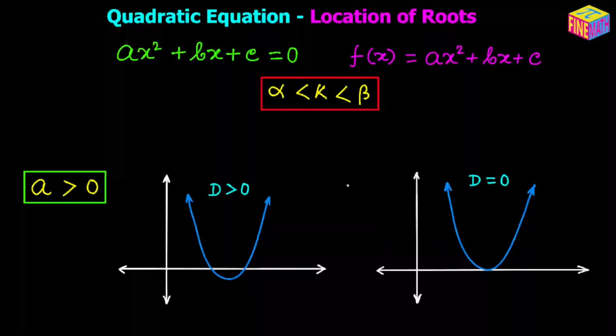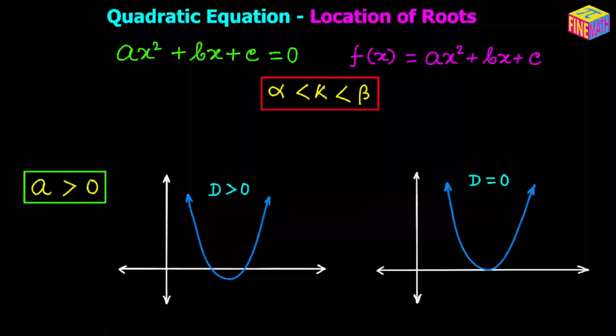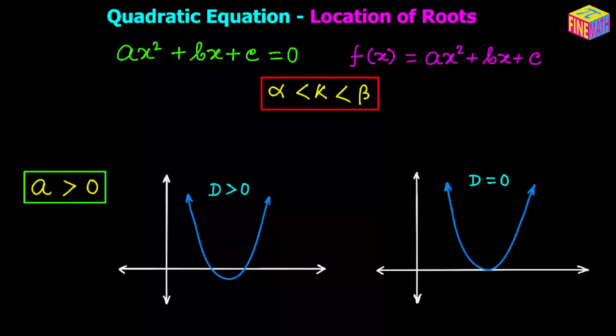Hi everyone. In this video, we are going to study the necessary condition for a real number to be between the two roots of a quadratic equation. For example, if we have a quadratic equation like this, ax squared plus bx plus c equals 0, we are going to find out what that necessary condition would be so that one of the roots, alpha, is less than a real number k and beta is greater than that real number k. That means the real number k will be in between alpha and beta.